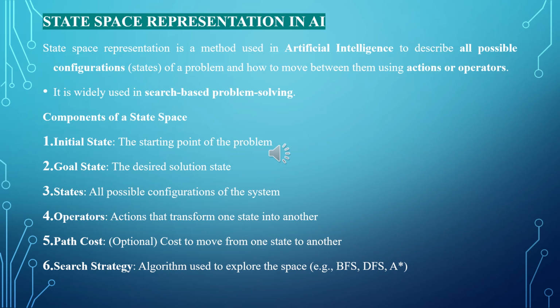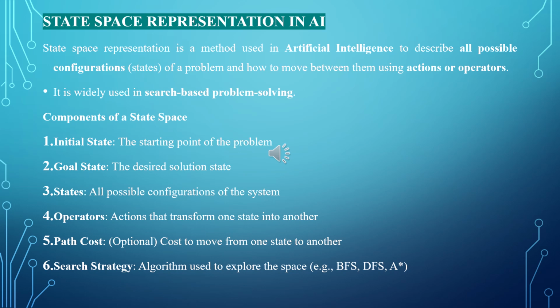Another example in AI uses state space representation. Here also we can use the 8 puzzle problem and the 3 by 3 board matrix, with four move functions: upward, downward, leftward and rightward. State space representation in AI is a method to describe all possible configuration states of a problem and how to move between them using actions or operators. That is the function used to solve the state problem.